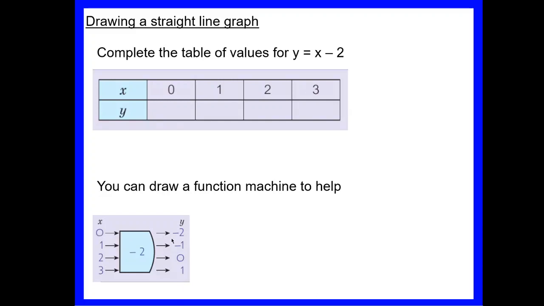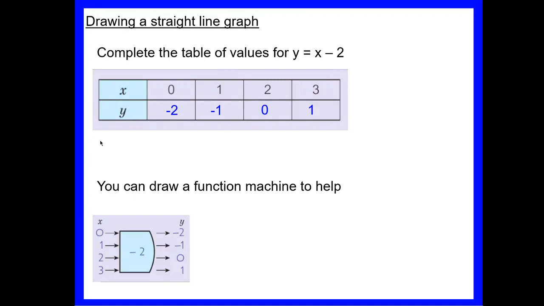So 0 minus 2 is minus 2. 1 minus 2 is minus 1. 2 minus 2 is 0. And 3 minus 2 is 1. And I can put those into my table. Now again, you might just be able to do that straight away by filling in the table. So use the function machine if you need to, but if you don't, then you can just take the x coordinate and subtract 2 from it and put that in the value of y, because that's what that's telling me. It's telling me the y coordinate is whatever the x one was, subtract 2 from it.